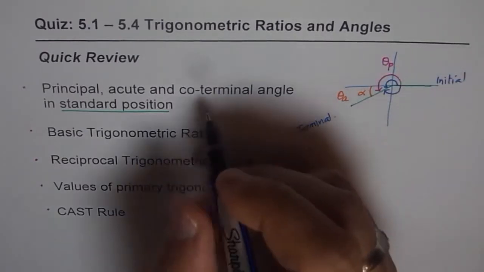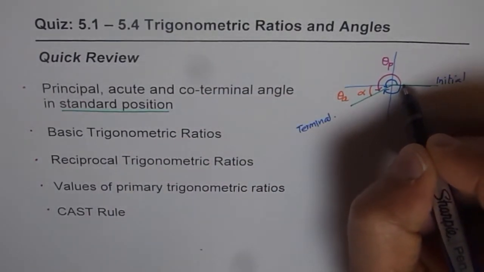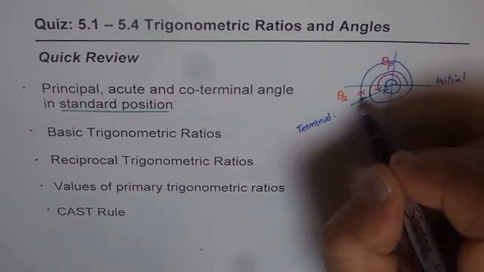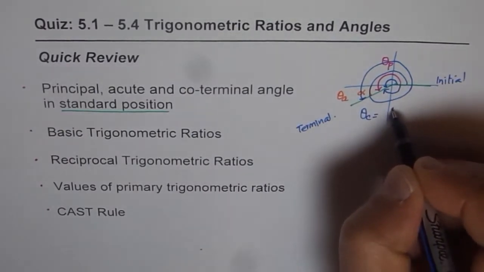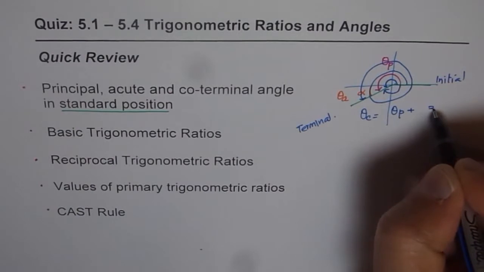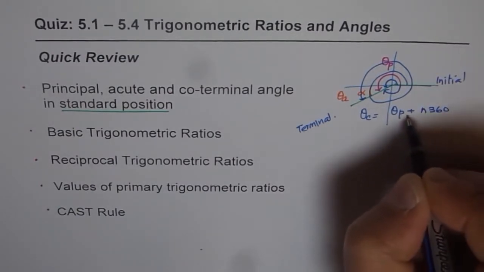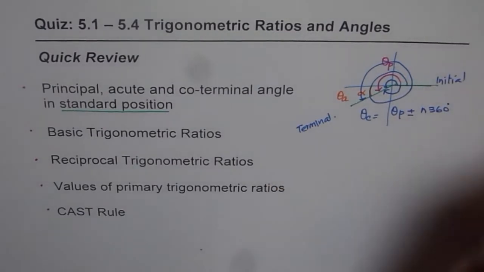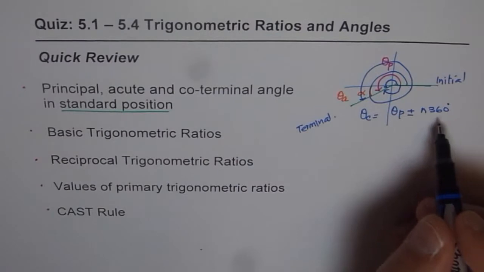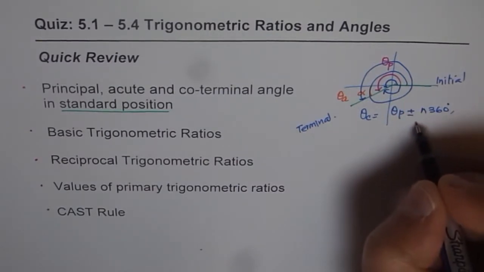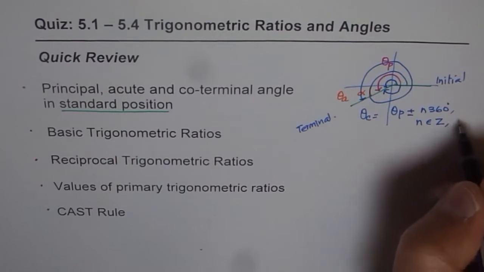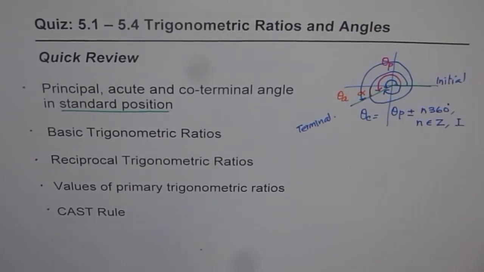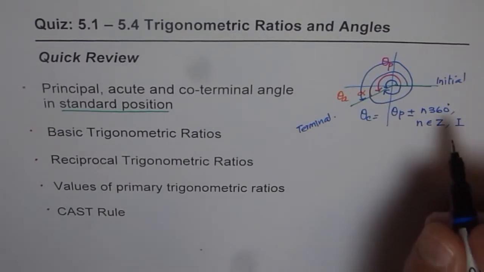So in general, for the coterminal angle, you could go more than one circle. That means you go like this, one circle, and then you again go, and that is a coterminal angle. That way you can get many coterminal angles. So we say theta c in general is equal to the principal angle, you can add multiples of 360 degrees, or you can subtract multiples of 360 degrees. So all those combinations could give you all the coterminal angles, where n belongs to the set of integers, that means Z, or sometimes we write I for integers. So that is how we can get all the coterminal angles. I think we have understood the first part.